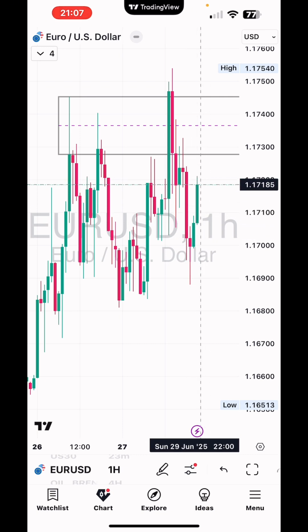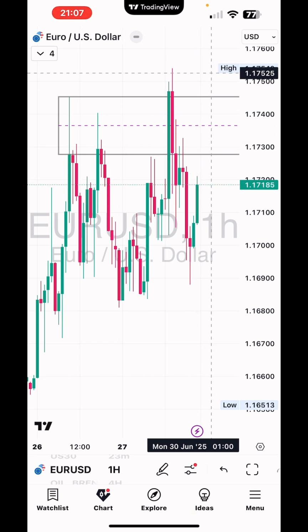So I'm guessing when the session goes live, we should see a spike going up for the Euro USD. That is my live chart example. If you want another example, comment down below and I'll do some more. This is just a rough example of what you need to be looking for.